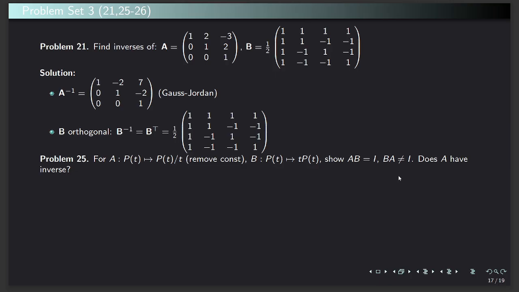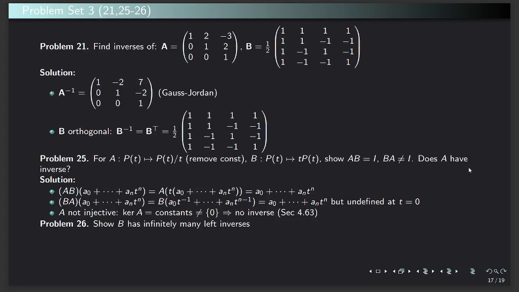Problem 25 considers operators on the finite dimensional space of polynomials. So operator A removes a constant term and divides by t.